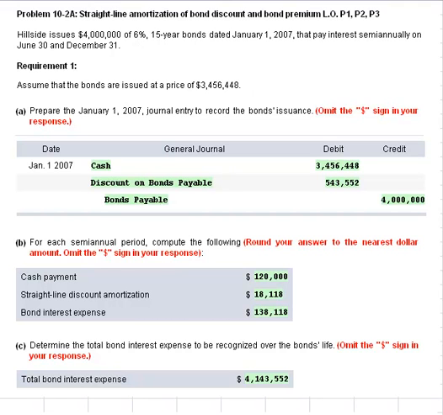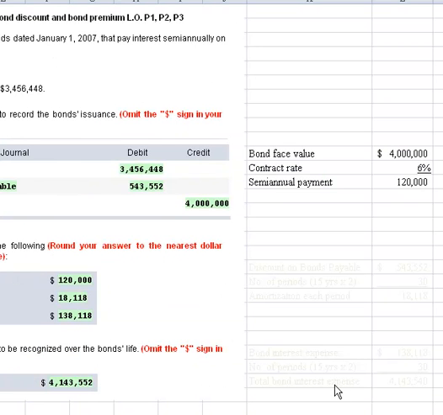With that in mind, Part B says for each semi-annual period, compute the cash payment, the straight line amortization, and the bond interest expense. And I'm going to show you how we do that. First, the cash payment. Now what I've done is I've just slid over so that I've got a little bit of room to work next to the graphics I've added here.